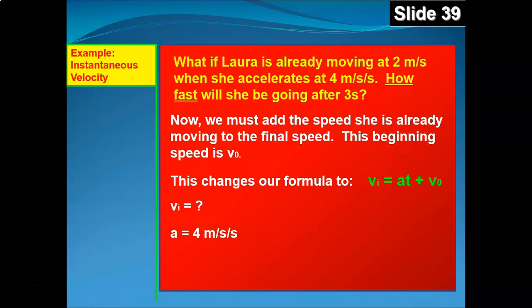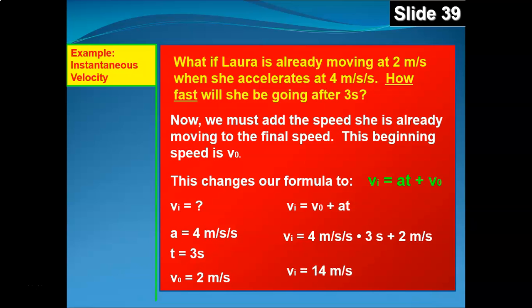So VI equals question mark, A equals 4 meters per second, T equals 3 seconds, and V0, initial velocity, equals 2 meters per second. Now you just write that formula down, top center, and now you simply plug in the numbers. I actually wrote it as V0 plus at in this case, but anyway, it's the same thing. So it's at, 4 times 3, plus the initial velocity of 2 meters per second, and so she's going 14 meters per second. In the previous problem, she was going 12 meters per second at 3 seconds. Now she's going 2 meters per second faster than that because she was already moving at 2 meters per second.